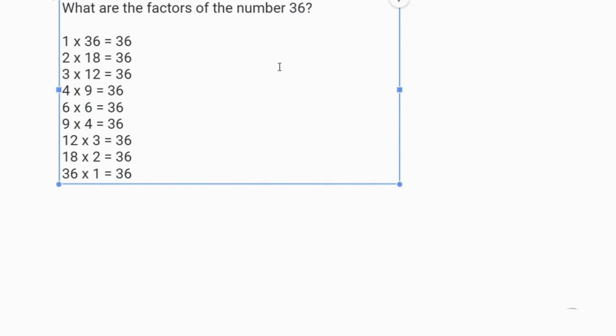Hopefully now you know how to find the factors of any number. So first you take your little golden number here, and then you find all the numbers you can that when you multiply with each other equal that golden number, and those are called the factors.